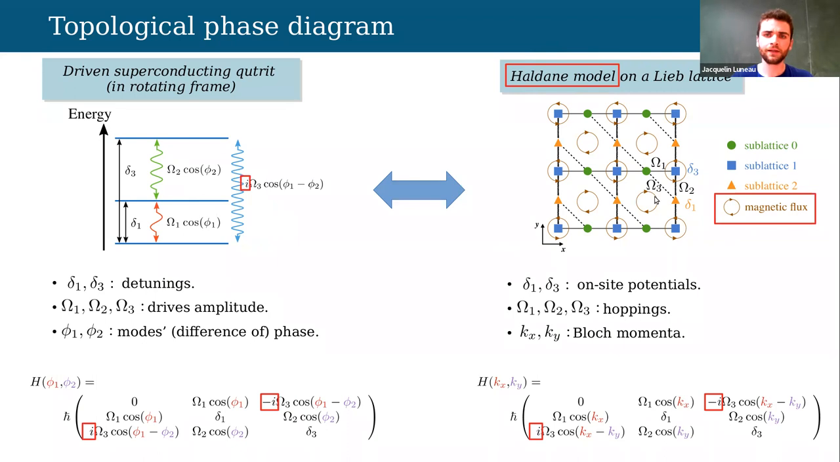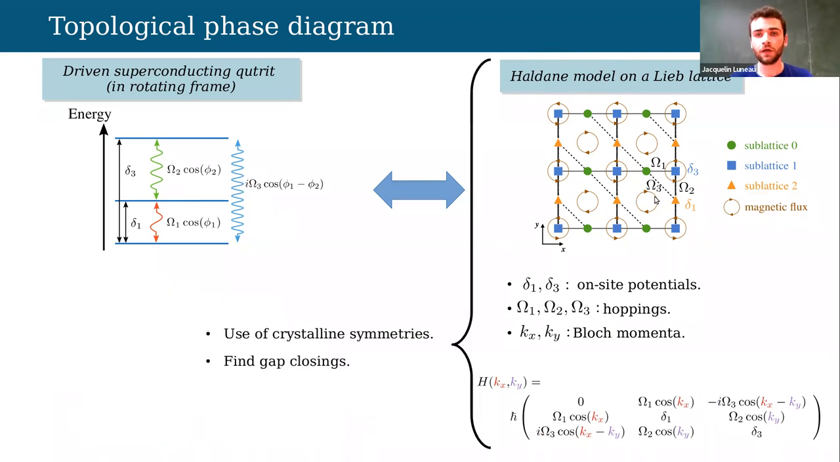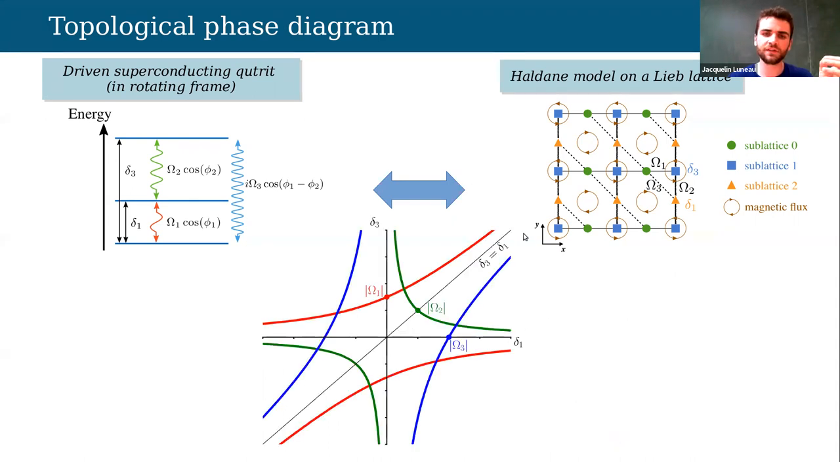And so this analogy with a model on the lattice is useful because we can use the crystalline symmetries to find the values of the parameters omega and delta such that a gap closes. So when we use such a crystalline symmetry, what we get in the end are these different lines here in color in the parameter space, for which we know that the gap will close.